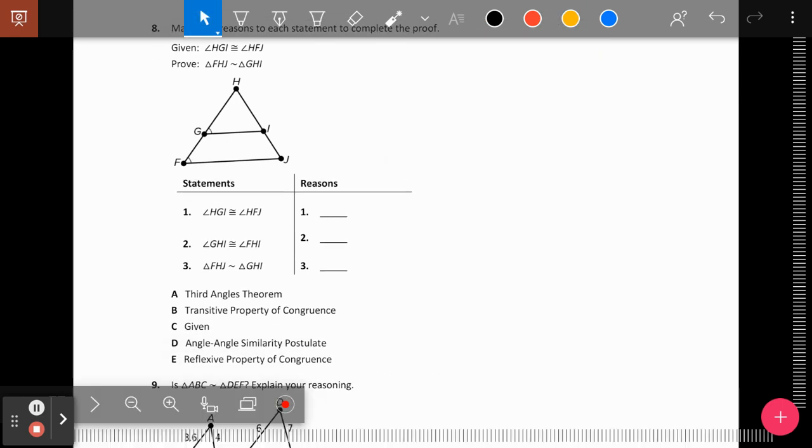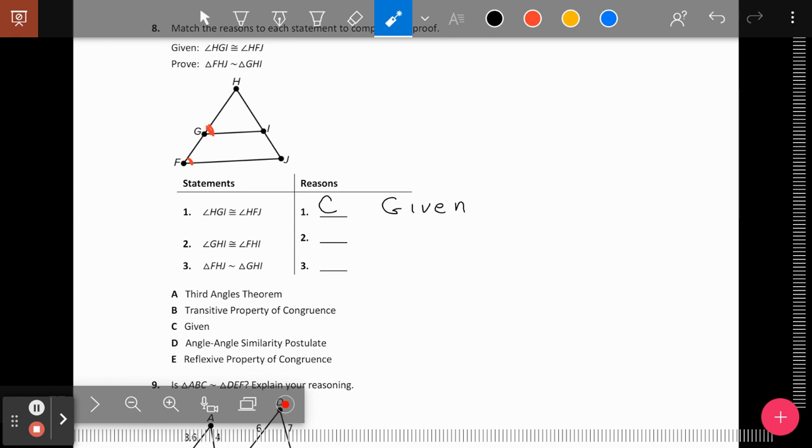Well, hopefully by this time in the year when you get this problem, this first one is easy. It is the given. And I'm going to go here and mark it in the picture. They have, but I'm going to mark it a little better. HGI is this angle right here. I'm just going to mark that a little bit brighter there. And HFJ is this angle down here.